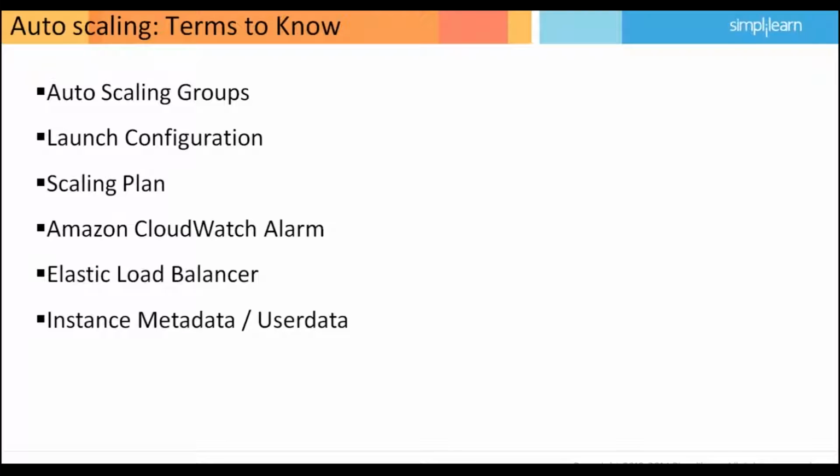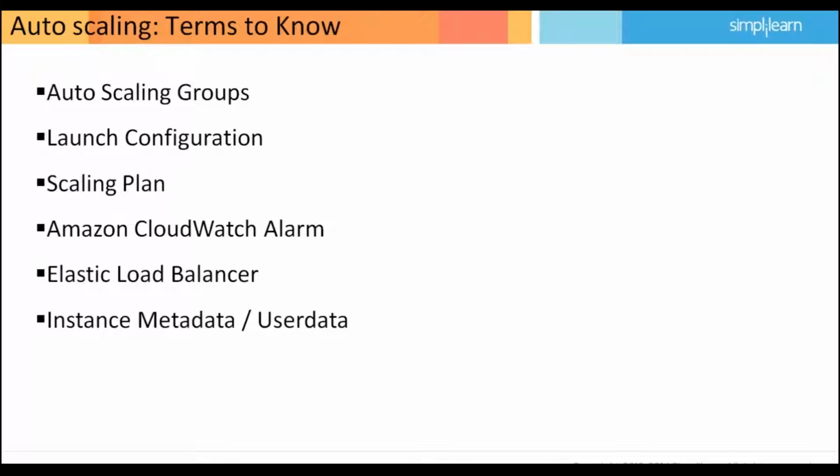Some of the terms that you need to know for auto scaling are auto scaling groups, launch configurations. Don't worry, we're going to look into all these in detail. Scaling plans, the way in which you should scale. Alarm, the CloudWatch alarm, what it pushes. ELB, or elastic load balancer, which is on top of these instances.